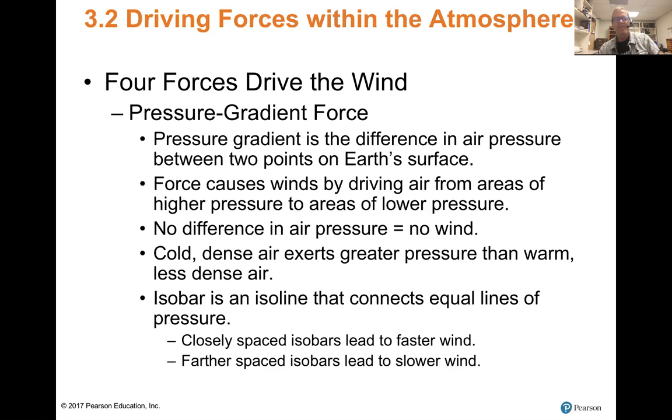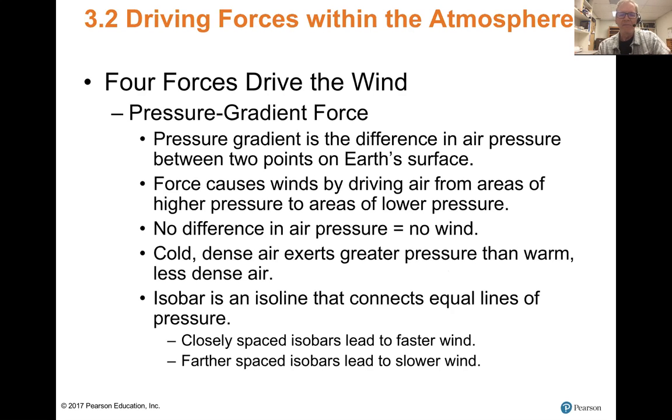The pressure gradient force is the main one. It's just the difference in air pressure between two points on the Earth's surface. And that force causes the winds by driving the air from high pressure to low pressure. So keep that in mind. It's most assuredly on the test, that air always moves from high pressure to low pressure. If there's no difference in the air pressure, then there's no wind. The other thing to remember is cold, dense air exerts a greater pressure than warm, less dense air.